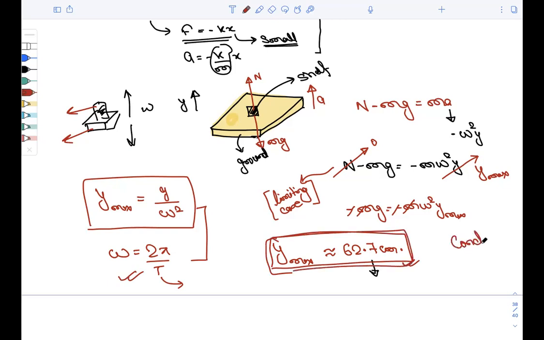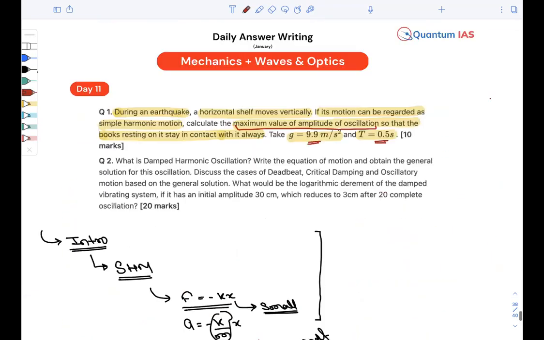Also in the conclusion, you can mention that based on these things, we can measure the intensity of an earthquake. There is an assumption that the buildings or the things that are moving during the earthquake are doing SHM, simple harmonic oscillation. But this is not the case. We know that in reality, this is not the case. But as far as the assumption is concerned, you can write this. Okay. This was a small question.